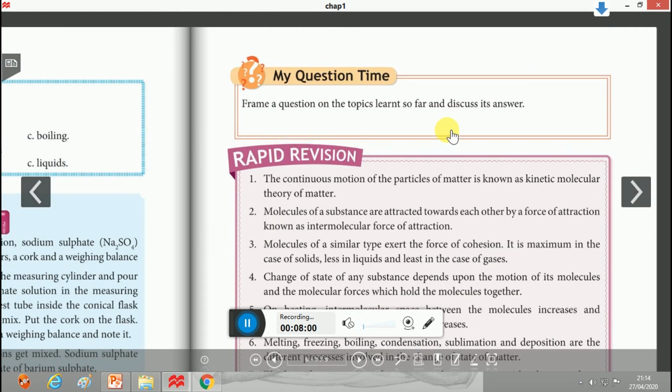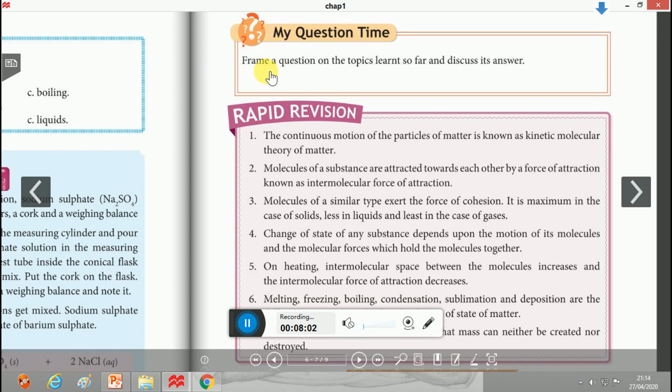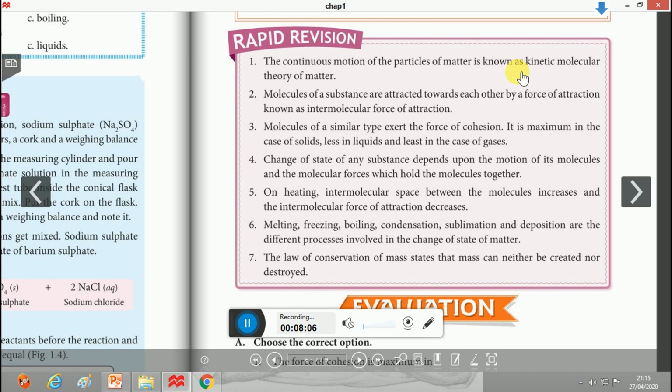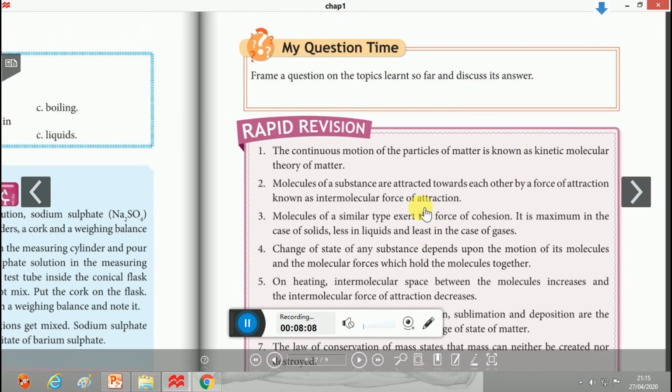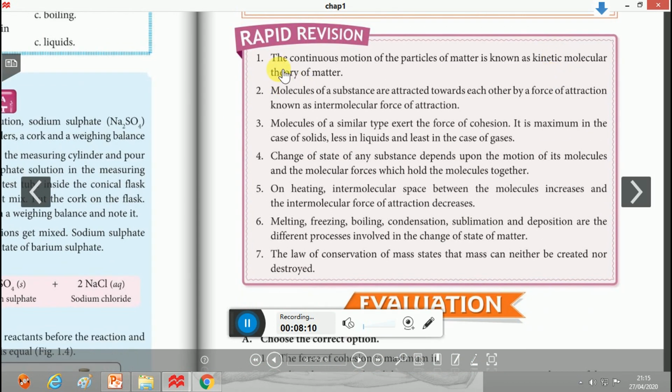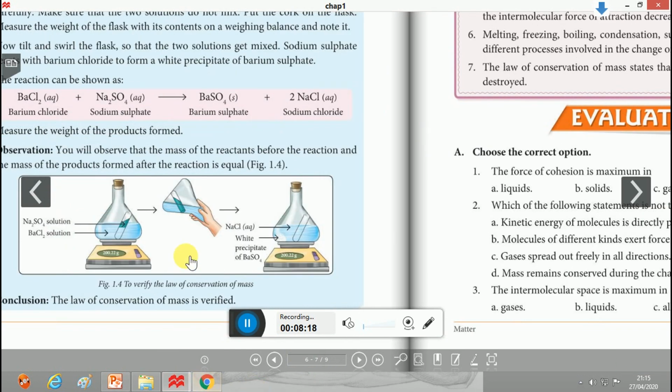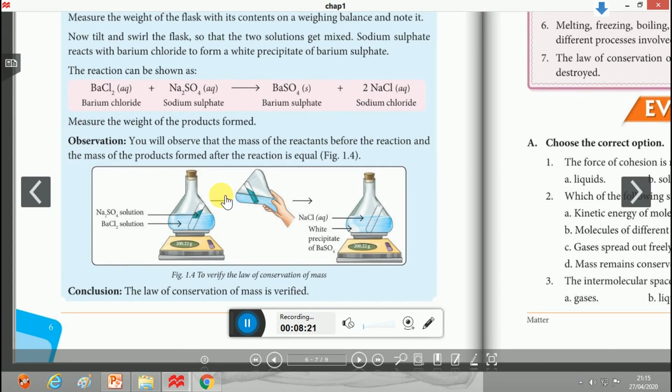We come to the end of this chapter. This is the frame of questions on the topic learned so far. You can put these questions in the comment box. These are the pages for your rapid revision. And I'm going to show the video regarding the reaction of sodium sulfate and barium chloride.